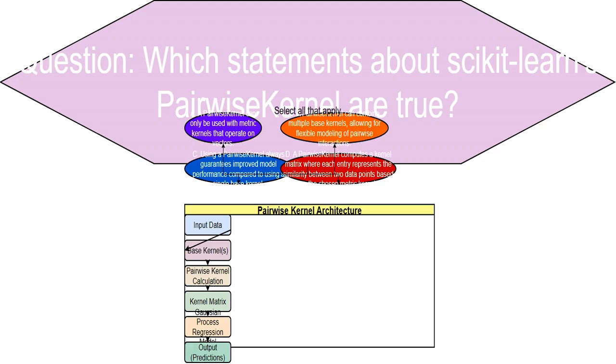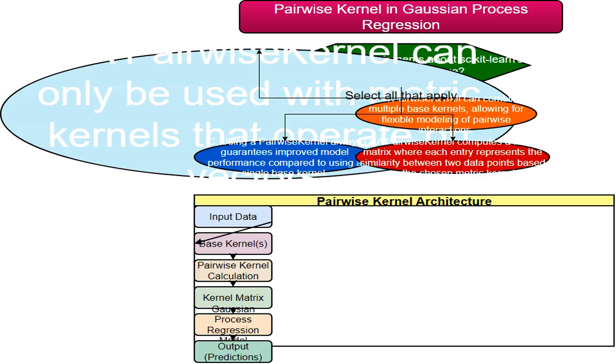This is the core question we need to answer. We'll analyze each statement to determine if it accurately describes how the PairwiseKernel operates. This statement is false. I found that the PairwiseKernel isn't limited to just vector data. It can handle various kernel types.